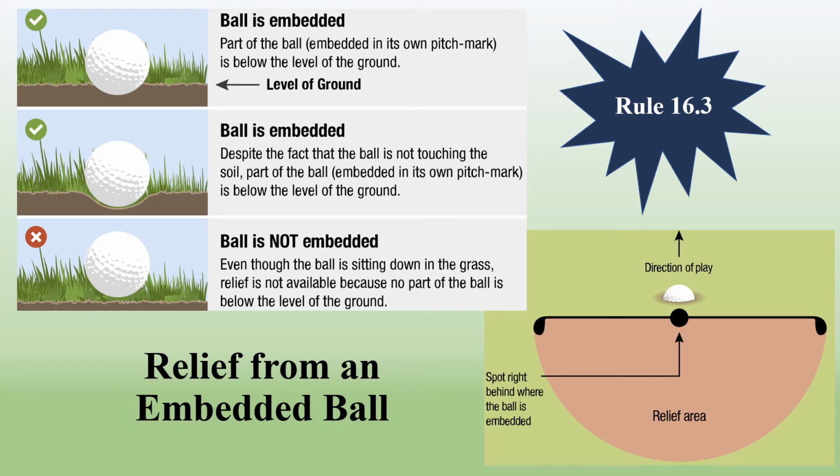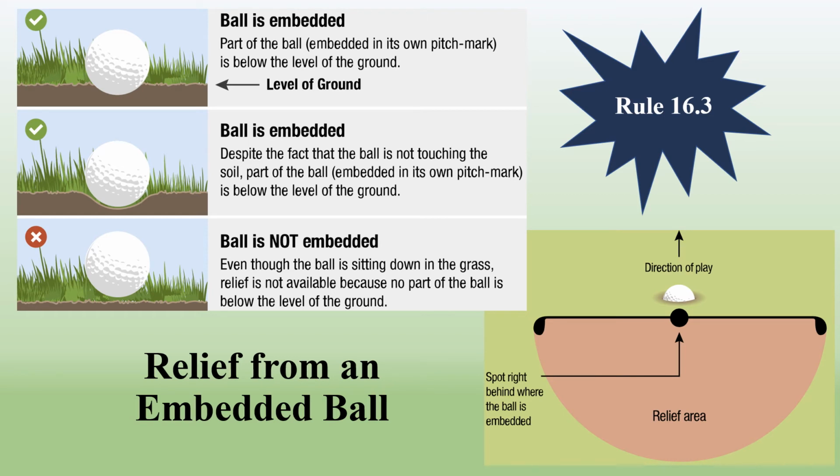In the third picture, this golf ball, even though it's sitting down in the grass, is not an embedded ball, and therefore relief is not available, because no part of the golf ball is below the level of the ground. The way I like to think about it is the golf ball is embedded if it's in the general area and it has broken the surface of the earth. To take relief, you must first determine your relief area.